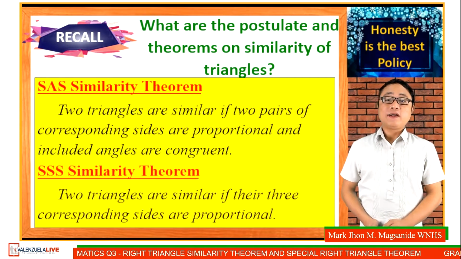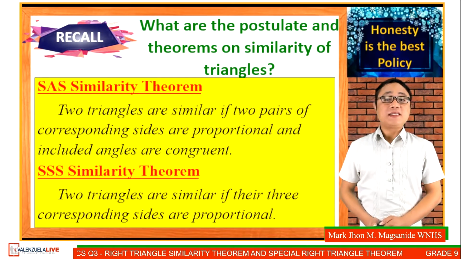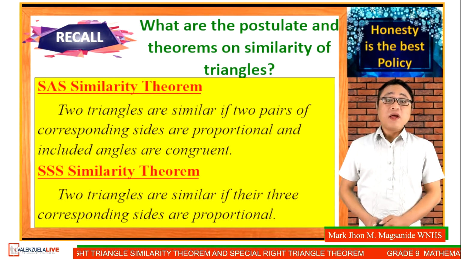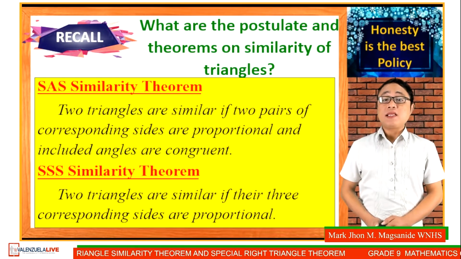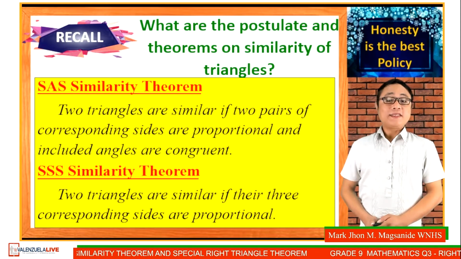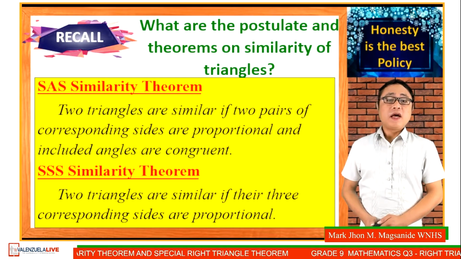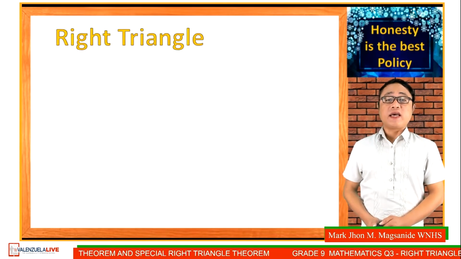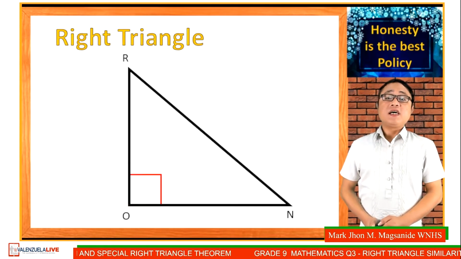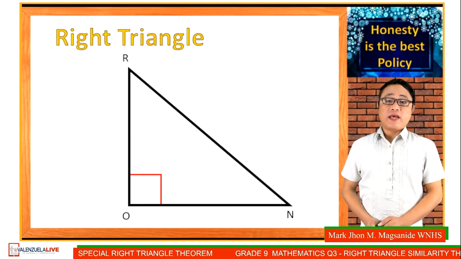Number four, SSS similarity theorem. Two triangles are similar if their three corresponding sides are proportional. Next is, let us identify the parts of a triangle as a last part of our recall. Given is a right triangle RON.